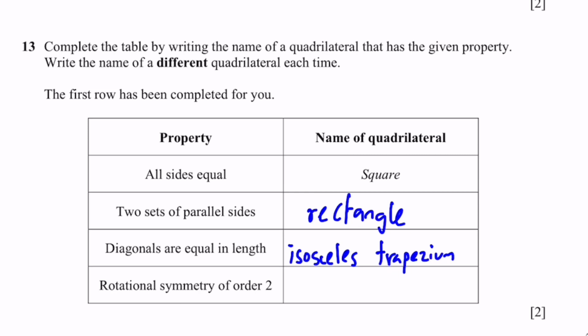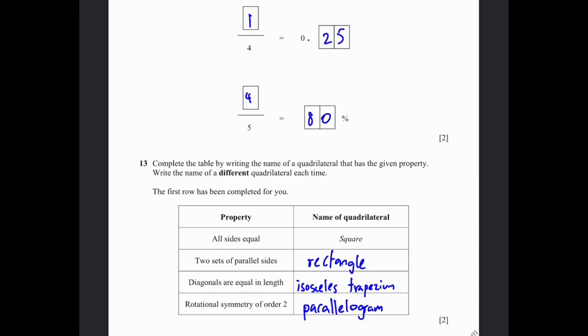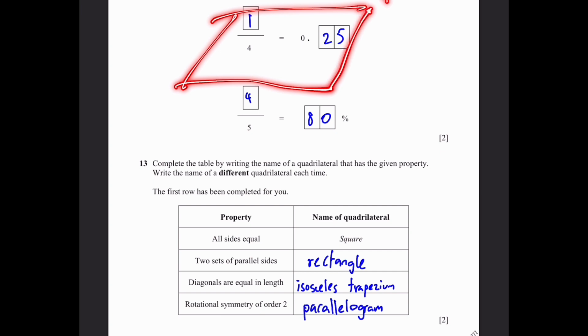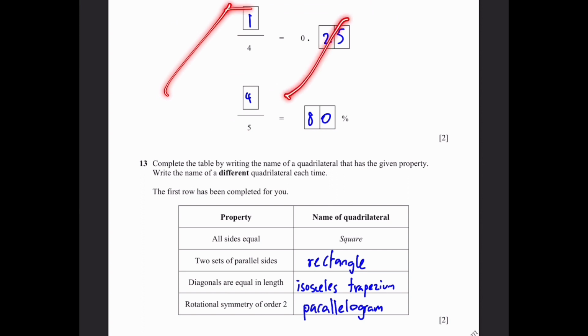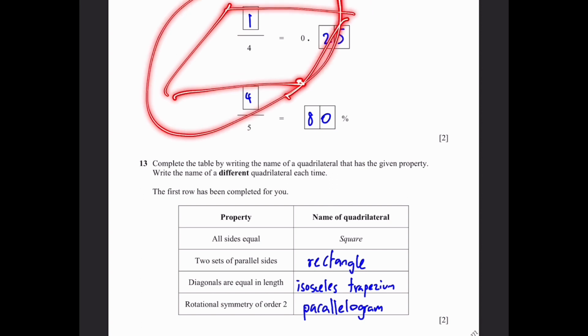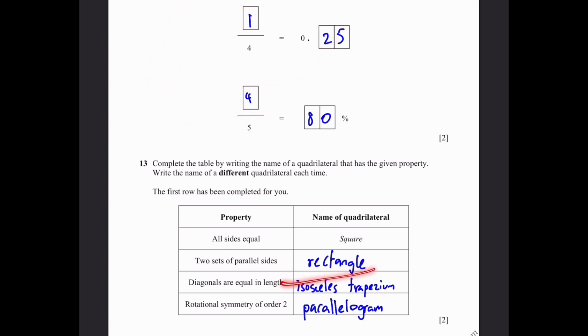So isosceles trapezium. Rotational symmetry of order 2. We can write a parallelogram because it has a shape like this, and if we rotate it 180 degrees, it becomes the same thing again. These two sides are parallel and these two are parallel. Well, that makes you think, like, why don't we write this one for this over here? Well, you can write it. I've just written something over here. Because why not? There are many different options to write.